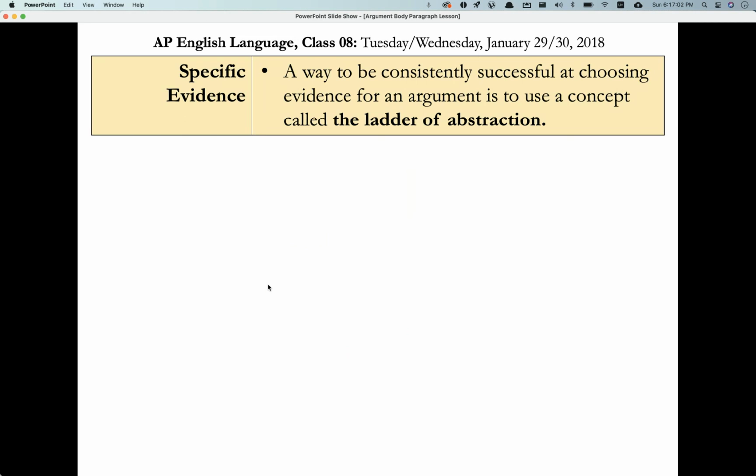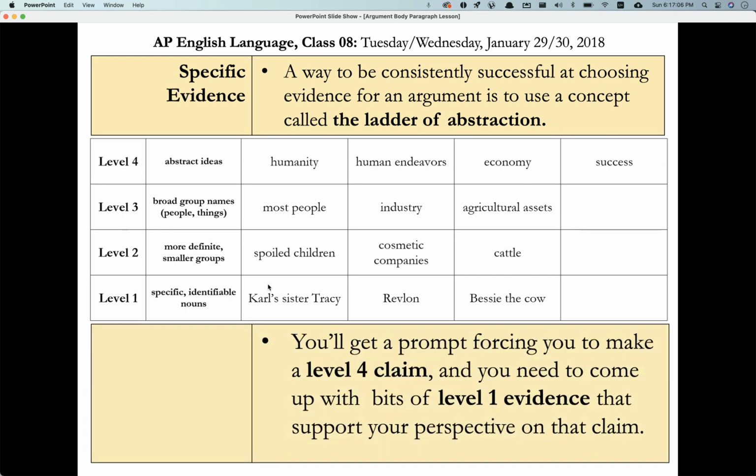So your evidence has to be specific, as I mentioned, and I want to circle back to this idea. I want to give you another look at the concept called the ladder of abstraction. We referenced this when looking at the prompts last week, but I never really gave you a visual like this, so I want you to have a chance to see it. In the ladder of abstraction, there are four levels.